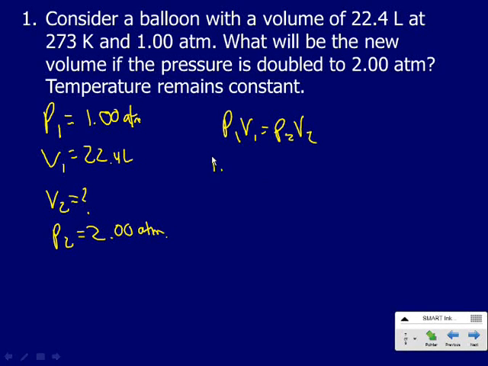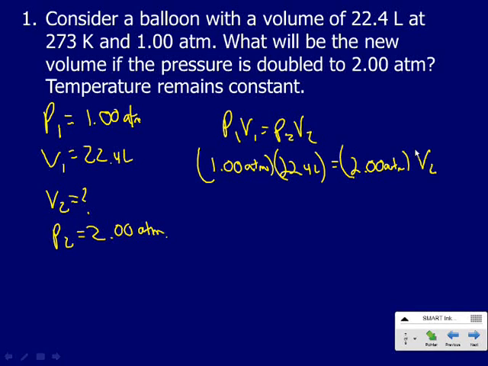Put your numbers in. 1.00 atmospheres. V1, 22.4 liters. Hopefully some of you are ahead of me. You shouldn't have to be waiting for me to fill this in. P2 is 2.00 atmospheres, and V2 is what we're looking for.